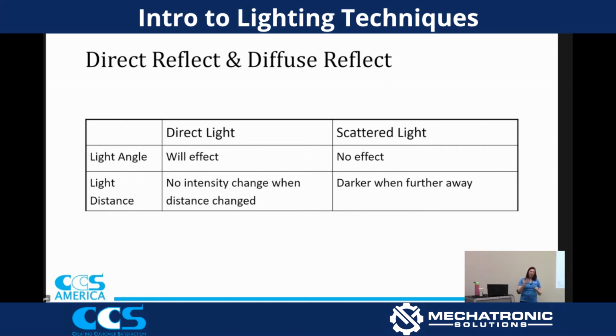Versus if you have scattered light that you're capturing, the light shines down and ends up in any direction anyway. I can put my camera anywhere and still capture the same amount of light in any location, but the closer I get to my sample, the more intense my image is going to get when it bounces off and goes into my camera. So direct light, angle matters; scattered light, distance matters. That's really what you need to know.